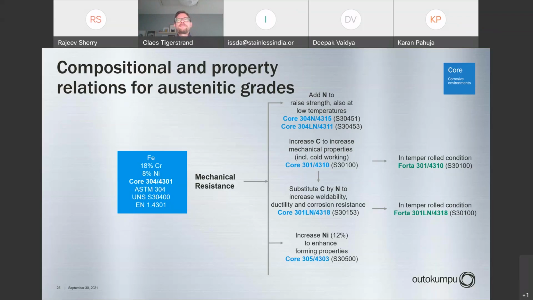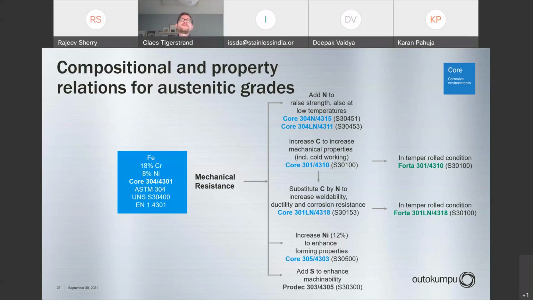Then finally, if we increase the nickel instead, you will enhance the forming properties, and then you will have the Core 305 grade or type 305. So there you will have significantly higher nickel for very advanced forming operations.